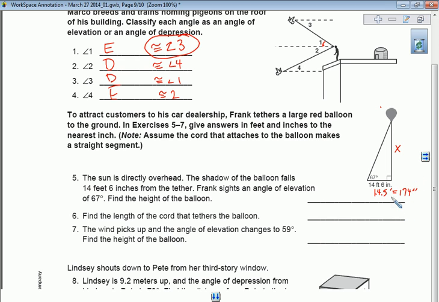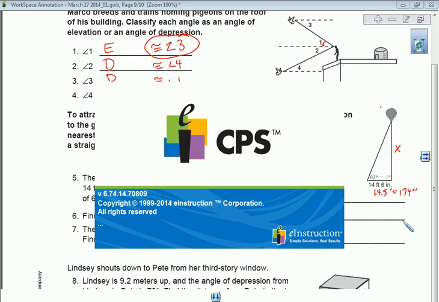Okay, please try number 5. I need my calculator. I'm going to open back up the CPS so it can randomly select a student that I will let answer the question.